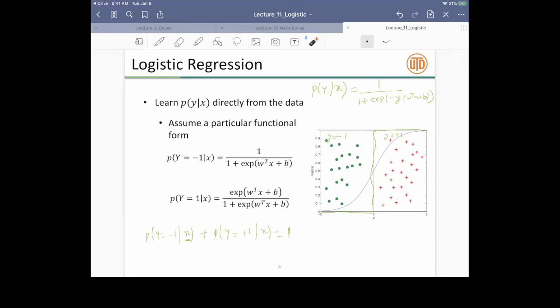And when y is equal to minus 1, P of y equal to minus 1 given x is nothing but 1 over 1 plus exp raised to minus and minus get cancelled, and you get w transpose x plus b. So this is the single functional form that you can write this logistic regression expression as, and it has both the y equal to plus 1 and the y equal to minus 1 case.